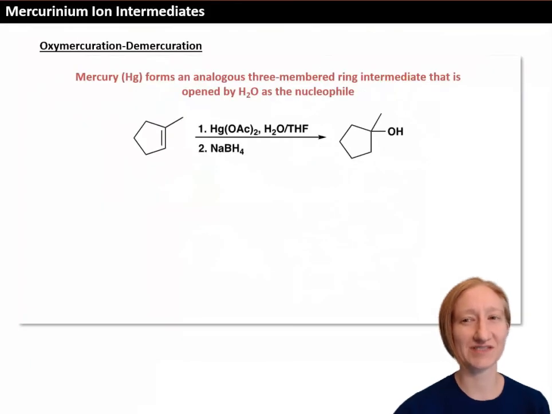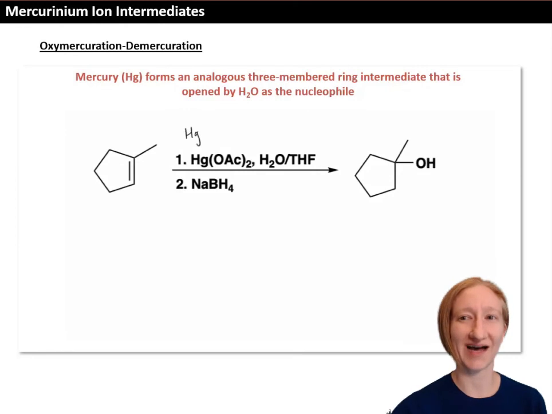One final reaction to see in this video forms an intermediate that is very similar to the bromonium ion. In an oxymercuration-demercuration reaction, a mercury compound is used and forms an analogous three-membered ring intermediate. That ring is opened by water to form the alcohol product. And let's look at how that happens in more detail.